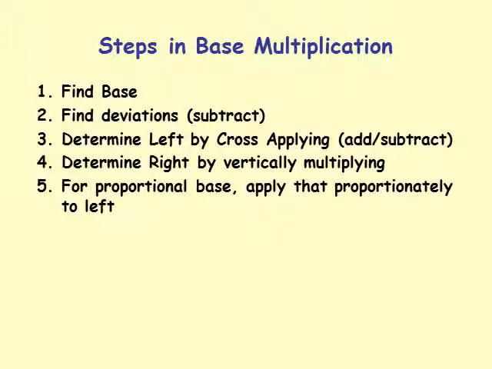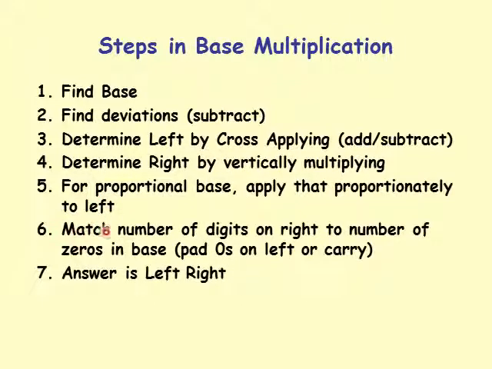For a proportional base, apply that proportionality to the left. So if we had a base of 2 times the natural base, then we would take 2 times the left. Then match the number of digits on the right to the number of zeros in the base. Either pad with zeros or carry some digits to the left. Then the answer is left, right. That's it, that's all, folks. These 7 steps and you got it.